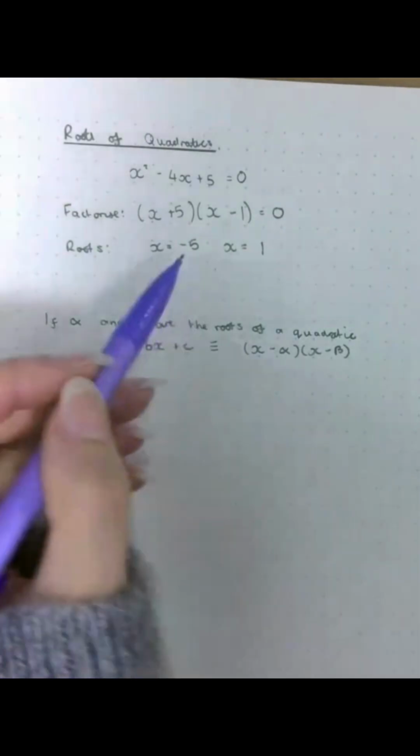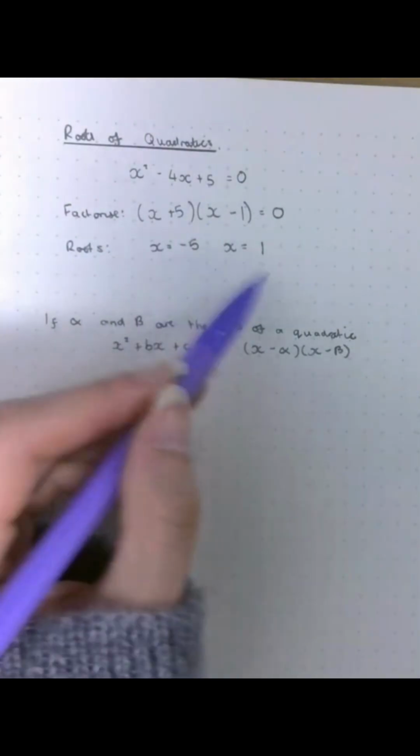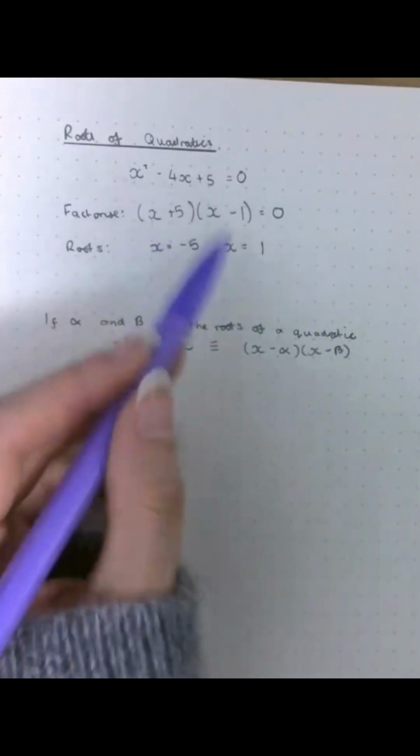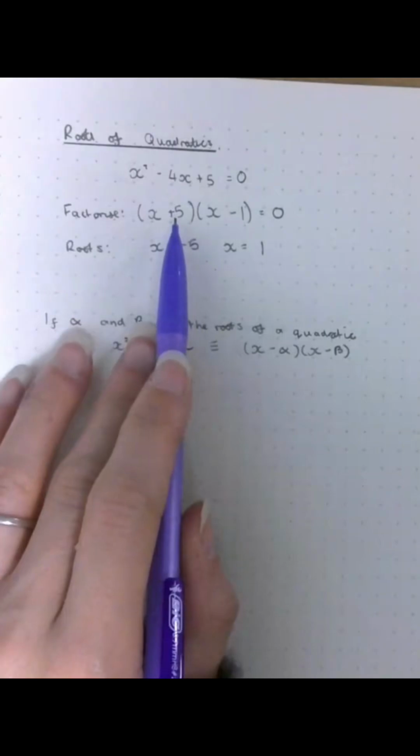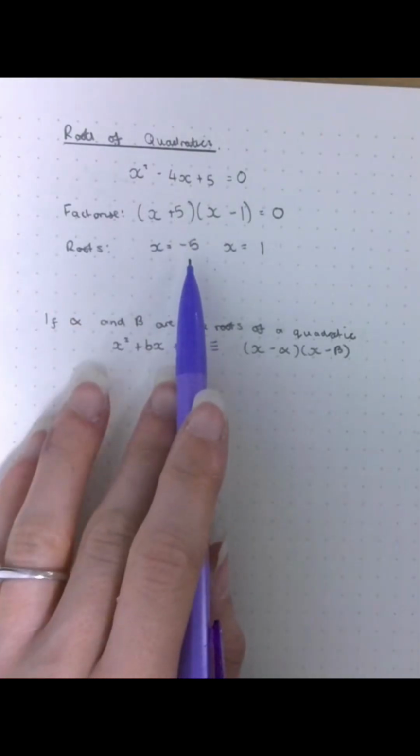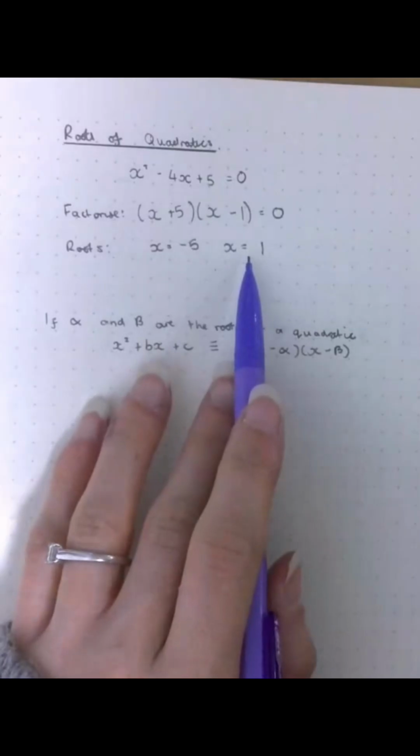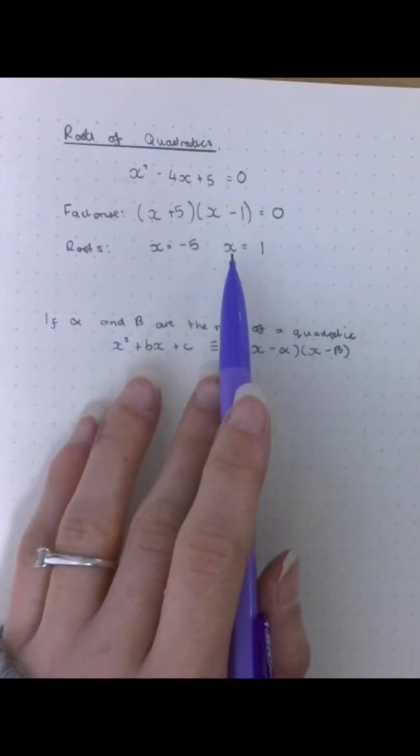So let's have a look at the roots of our equation and the factorised form. So we can see here that we have a plus 5, the root is minus 5. Minus 1 here, the root is plus 1. We should be quite familiar with that when we're solving equations.